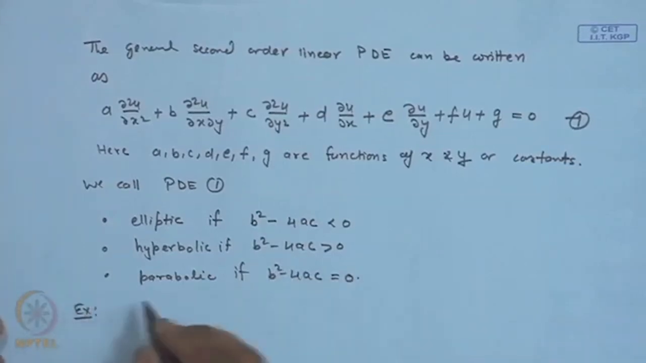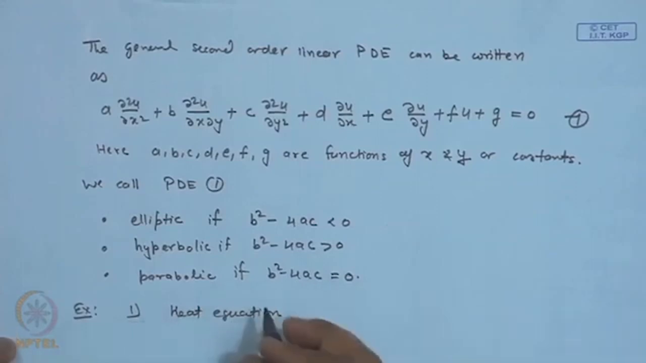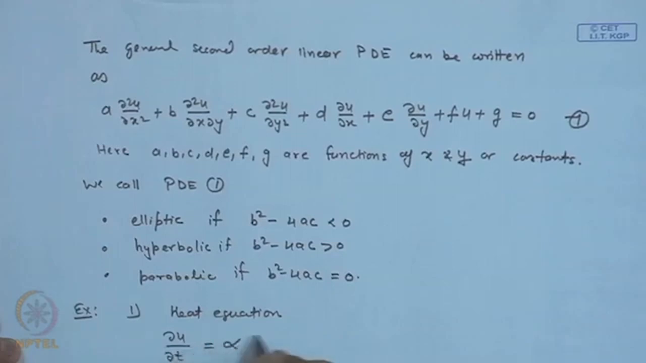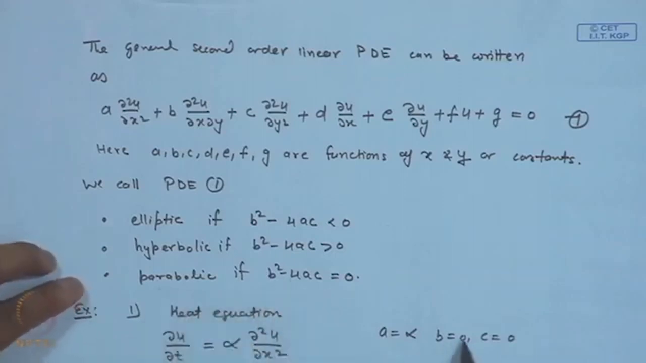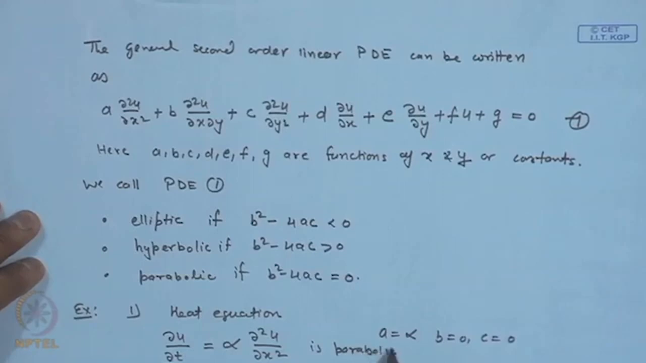So, the standard examples for this, the one is the heat equation, and this equation models the phenomena of conduction of heat in a solid. So, this equation is del u over del t equals alpha, which is the material constant, times del 2 u over del x square. And if you see here that a is alpha, and we have b 0 and c 0. So, b square minus 4 a c is 0. So, this equation is parabolic. So, this was the example of parabolic equation.